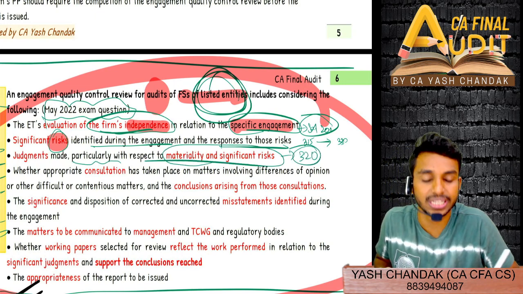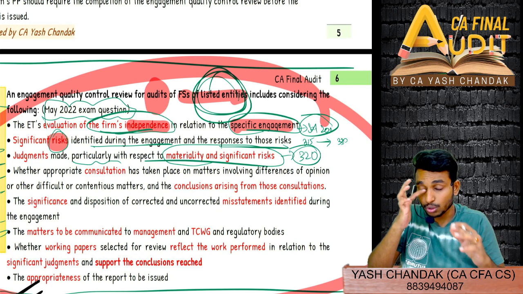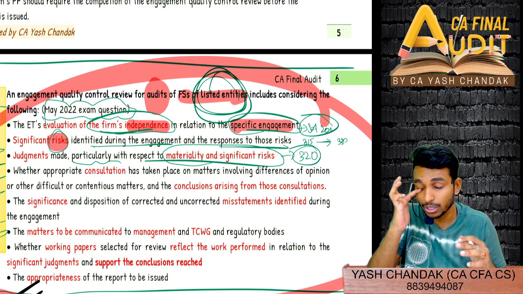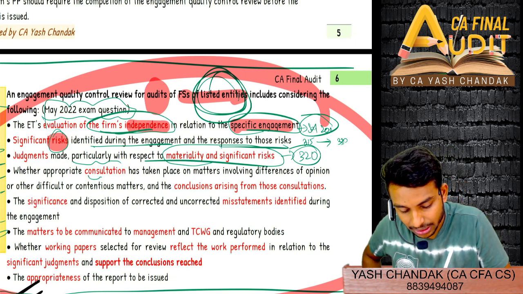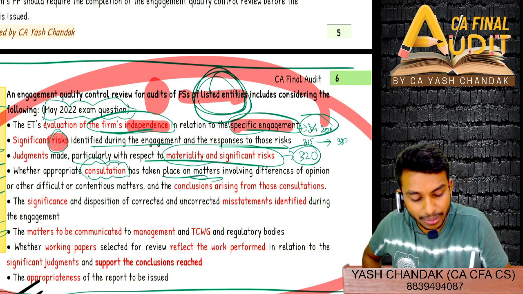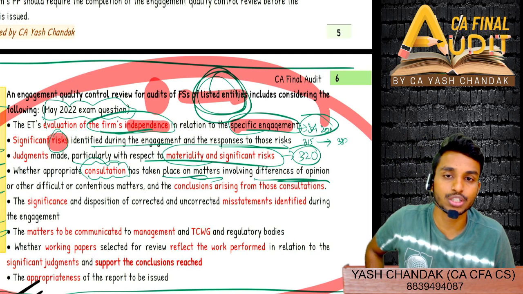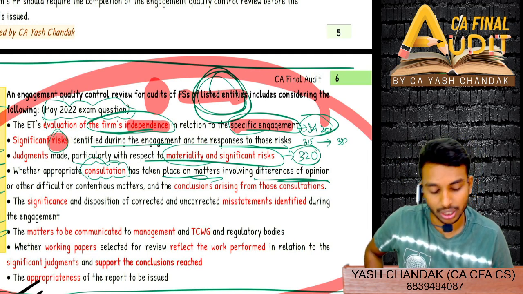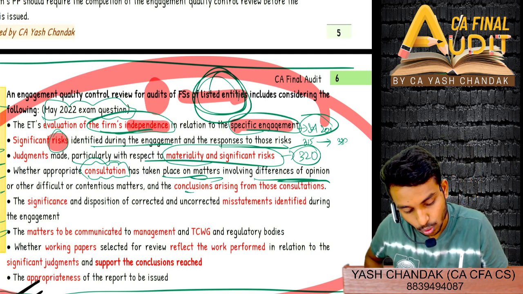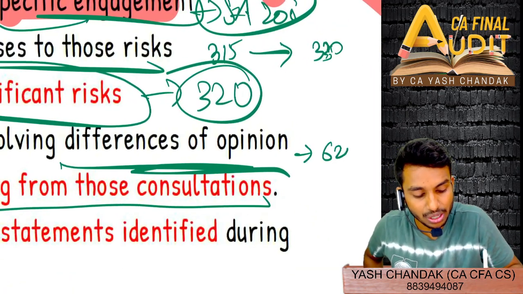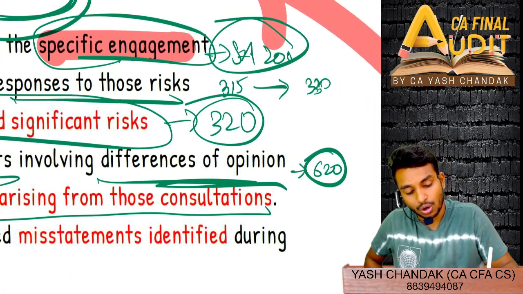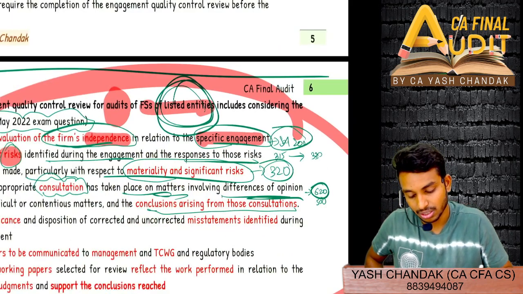So SA 320, materiality. Particularly there is the first question with respect to the judgment that you will make with respect to materiality. And whether appropriate consultations have taken place on matters involving difference of opinion, whether you have taken consultation with the expert or not. So consultation with the expert, conclusions arising from this consultation. Consultation with expert, you can simply say SA 620 or SA 500, management's expert.